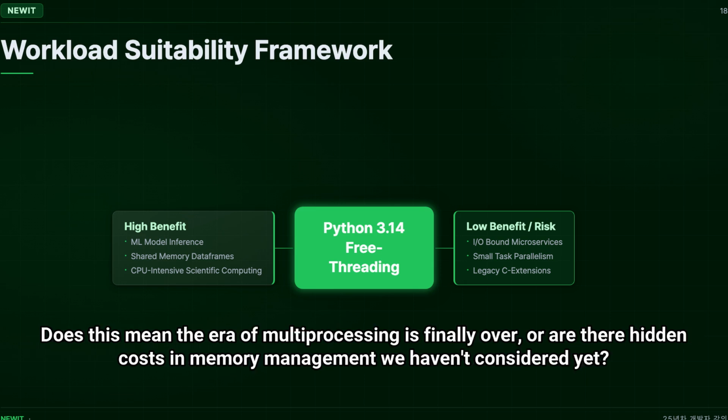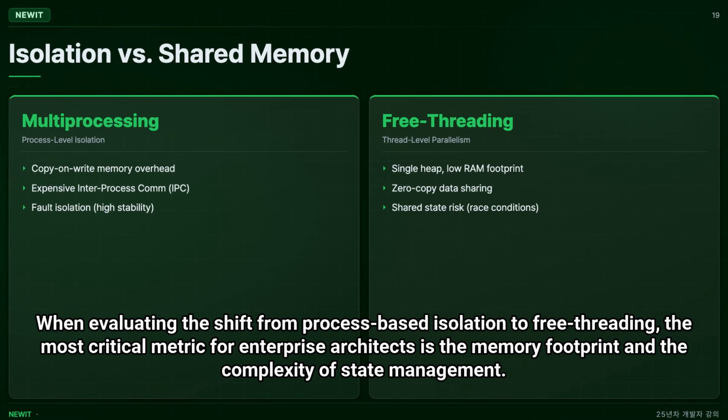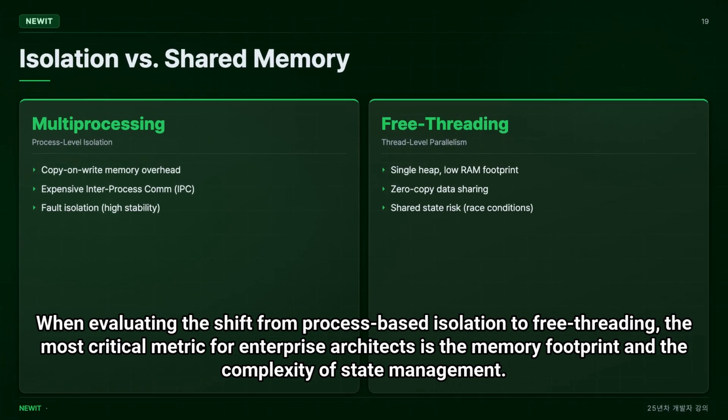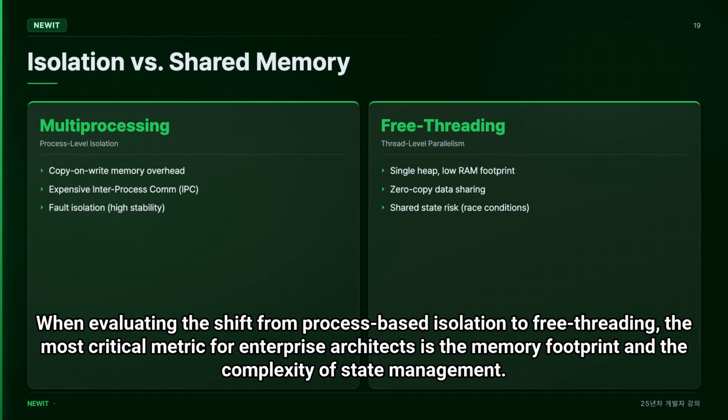Does this mean the era of multiprocessing is finally over, or are there hidden costs in memory management we haven't considered yet? When evaluating the shift from process-based isolation to free threading, the most critical metric for enterprise architects is the memory footprint and the complexity of state management.